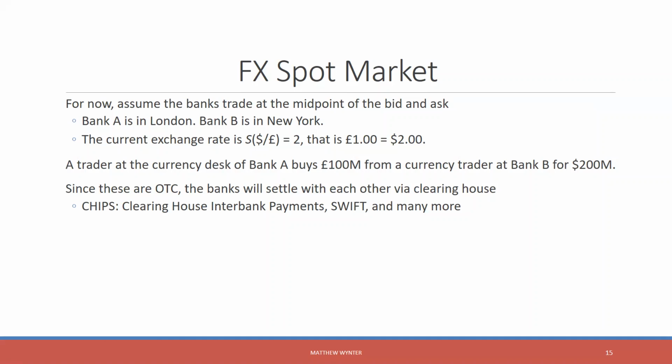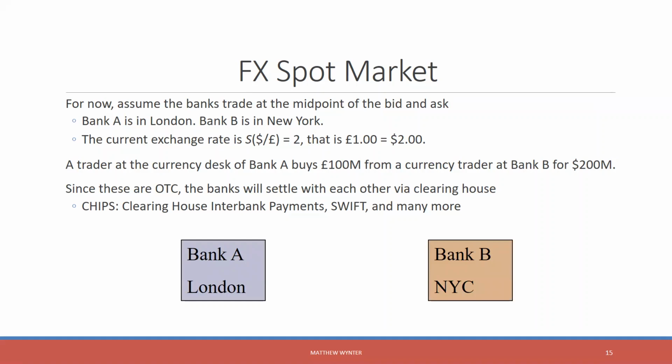Well, because this is an over-the-counter market, we actually will not observe who these banks are. So the banks are going to settle with each other via a clearinghouse. And there are many, many types of clearinghouse. The two here that I've mentioned, CHIPS and SWIFT, are some of the oldest and most widely used, but there are many more. Okay, so we've got Bank A, our Bank London. We've got Bank B, our Bank New York.